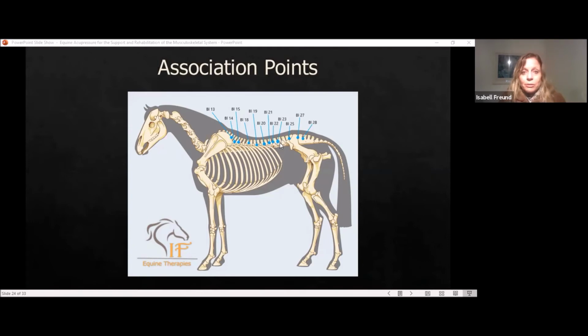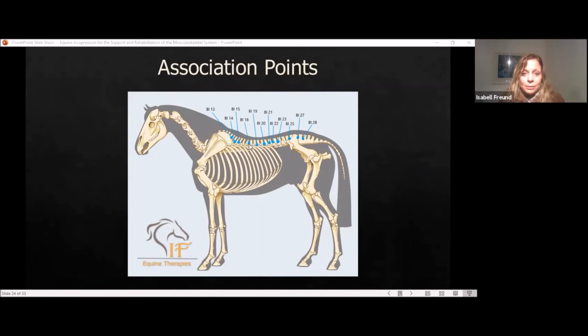Then we have bladder 23. Those of you who were here for the immune system webinar may remember we worked with bladder 23 for respiratory issues. You find bladder 23 at the level of the caudal border of the rib cage. The best way to find the shu points is to orientate yourself on the ribs. The horse has 18 ribs. You can find the last one, the end of the rib cage, and from there you can move forward to find the point that you want to locate.